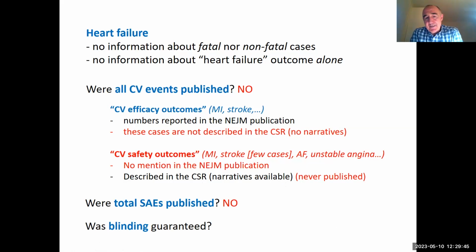And we can tell that blinding was not really guaranteed, because both patients and doctors had access to lab results. So though they were kindly invited not to look at the lab results, they could do it. And so they could guess, both patients and doctors, who was under evolocumab and who was under placebo.